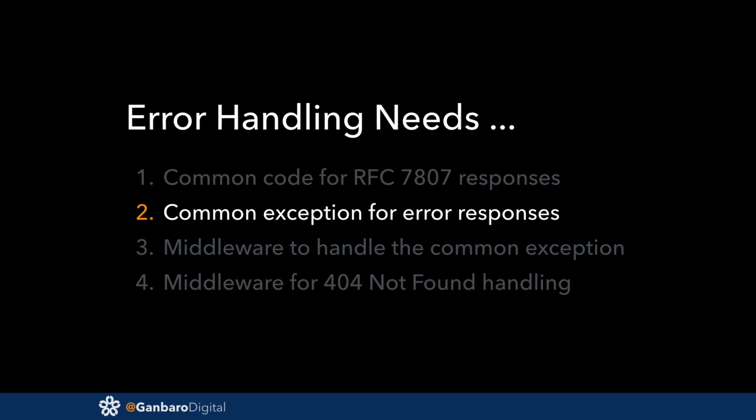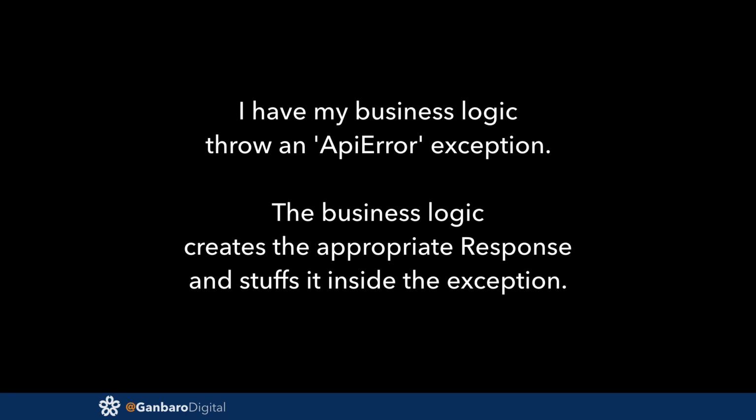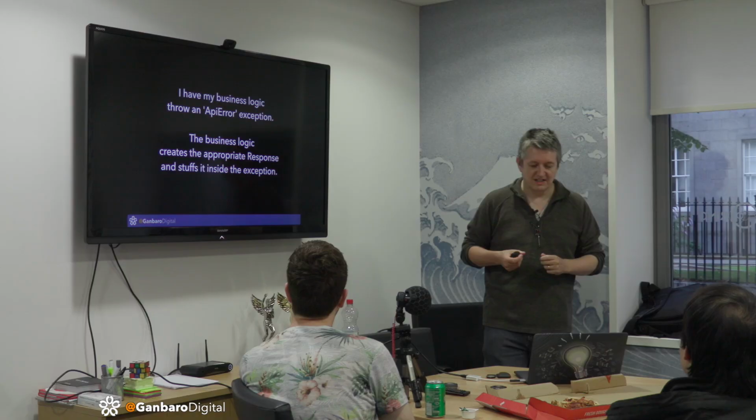Now, the next thing is, how do we get these errors in the first place? It's handy to have an exception that's thrown, or a library, or a tree of exceptions for this. So I introduce what I call an API error. And via callbacks, I can inject this into my business logic. And I'll explain what I mean there in a moment.